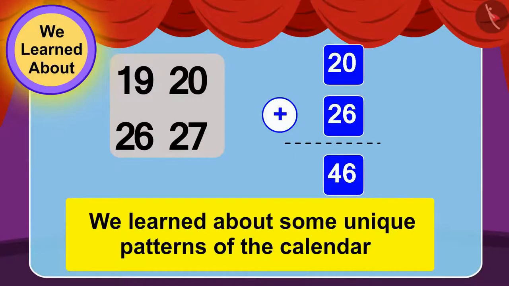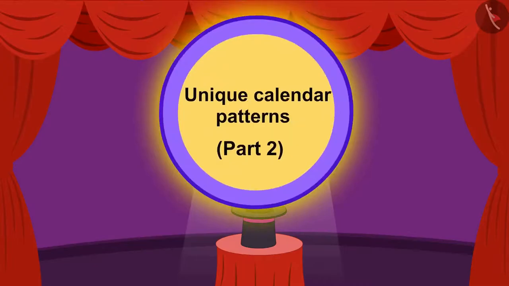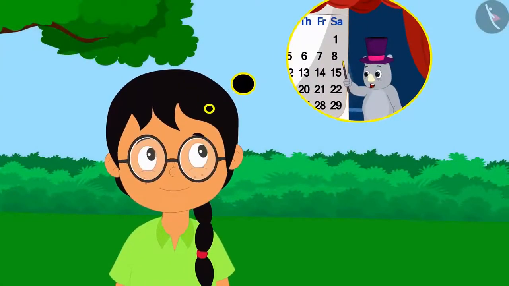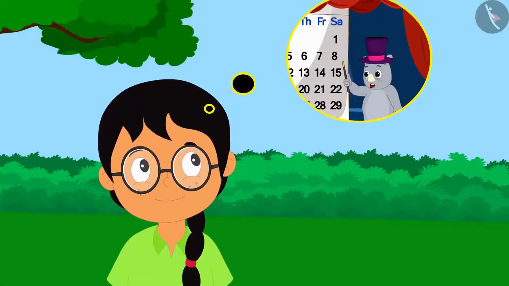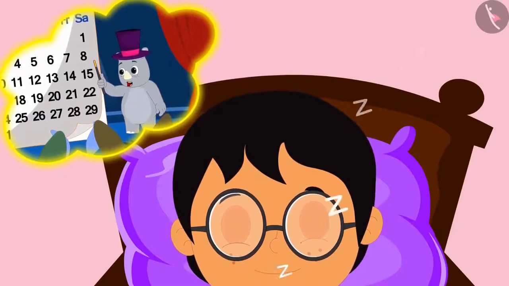Children, in the previous video, we learned about some unique patterns of the calendar. In this video, we will see some more interesting patterns of the calendar. Meenu was very excited after seeing Gaggu's magic. She went to sleep that night thinking about Gaggu's magic.